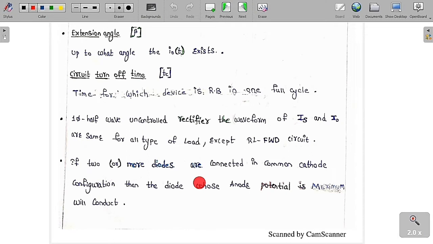If two or more diodes are connected in common cathode configuration, then the diode whose anode potential is maximum will conduct. Whichever diode has the maximum anode potential is going to conduct.